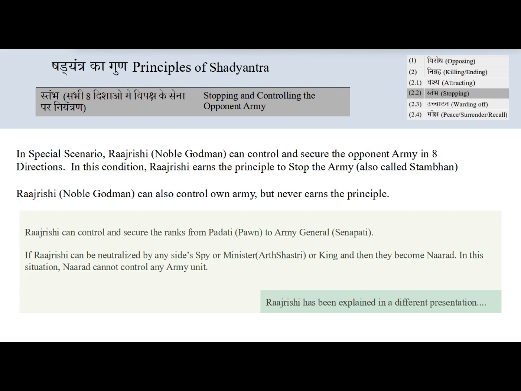Raj-Rishi can control and secure the ranks from Padati or pawn to the last rank, that is called Army General or Senapati. Also, if Raj-Rishi is neutralized by any side's spy or minister or king, then they become Narad. In this situation, Narad cannot control any army unit. We have also created another presentation for Raj-Rishi.